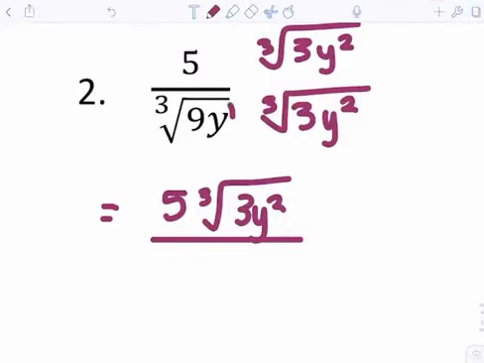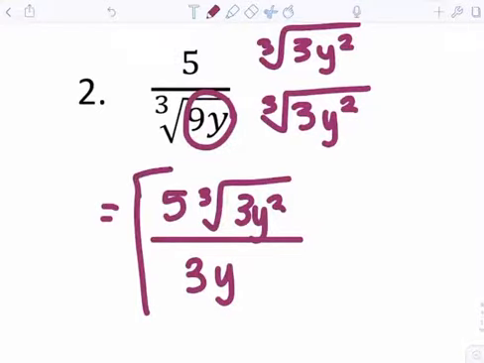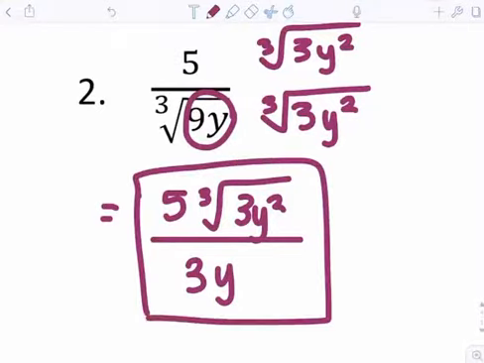well, now that we're multiplying by the correct amount, I should just be left with 9y on the inside, right? 9 times 3 is 27. The cubed root of 27 is 3. y times y squared is y cubed. The cubed root of y cubed is just y. Cannot simplify the 5 and 3 or the y. Can't simplify insides with outsides, so that is your final answer.